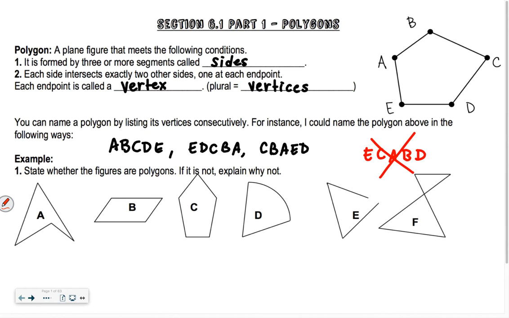So of these pictures, which ones do we know for sure are not a polygon? D. So we think D isn't. Why is D not? You're correct. It doesn't have that straight side, right? So it's not straight here. So this one's no. What else? E. Why? Because one of the sides isn't connecting. Yeah, it doesn't connect.